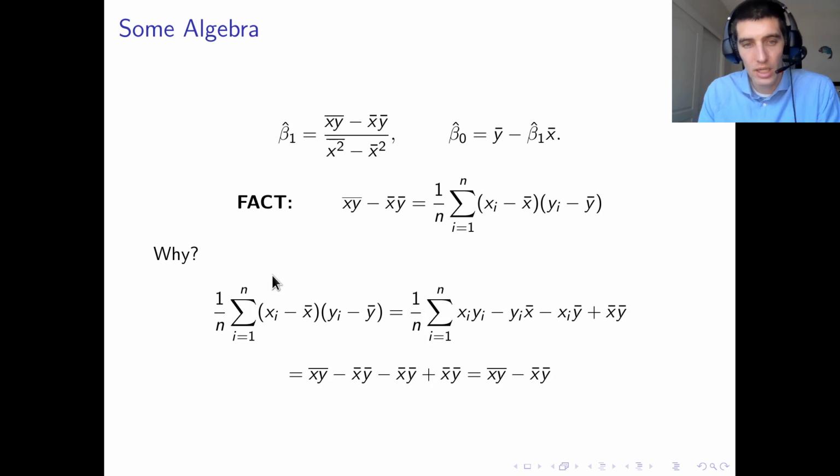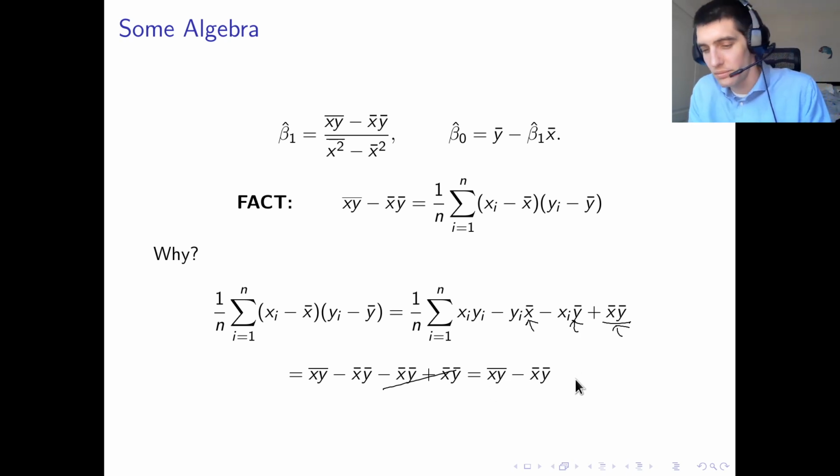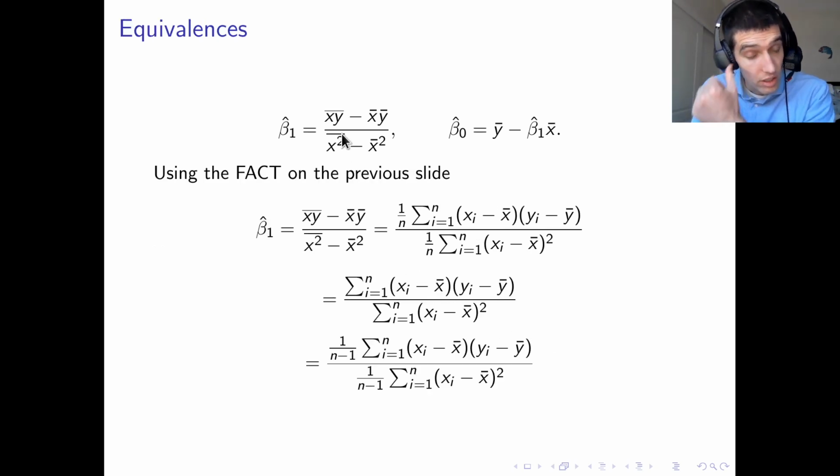So why is this true? Well, we can just do some expansion and show it. If you go ahead and FOIL this term, you get the following, and then you can distribute the sample mean across all the terms here. This is a constant, doesn't depend on i. This is a constant, doesn't depend on i. This is a constant, doesn't depend on i. So you can just distribute, and you get the following. This x bar y bar cancels, and you get exactly what we were hoping. So this expression is xy bar minus x bar y bar.